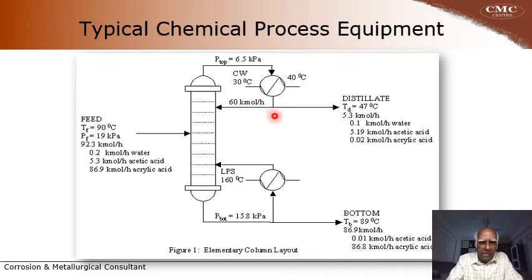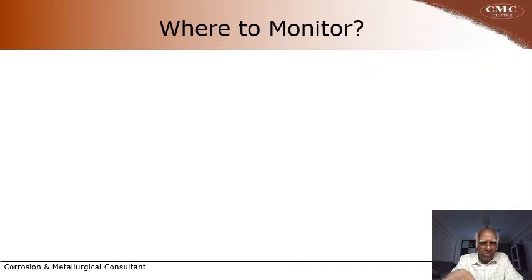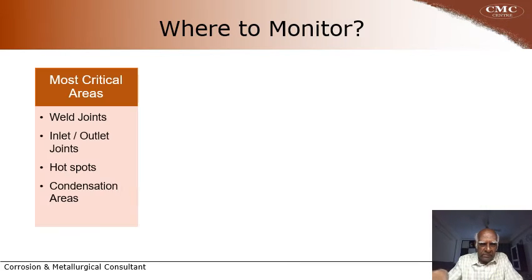This is a typical chemical process equipment. There is a distillation column, there is a condenser, there is a reboiler. Corrosion will take place at different rates and in different varieties in these areas. So these are to be monitored. Where to monitor? Most critical areas are weld joints, inlet outlet joints, hotspots, and condensation areas.